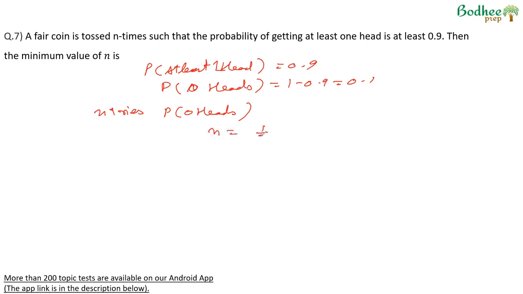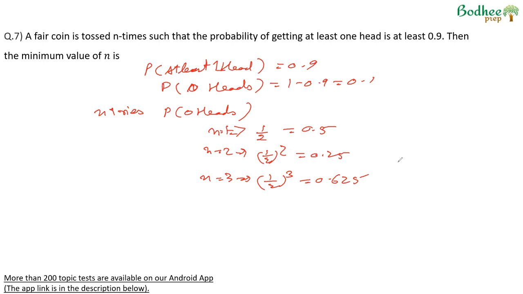is equal to 1, probability will be 1 by 2. When n is equal to 2, probability will be 1 by 2 square, tails and tails. N is equal to 3, probability of 0 heads will be 1 by 2 cube, tails, tails, tails. This is 0.5, this is 0.25, this is 0.125, sorry.